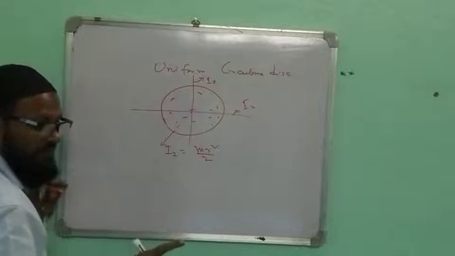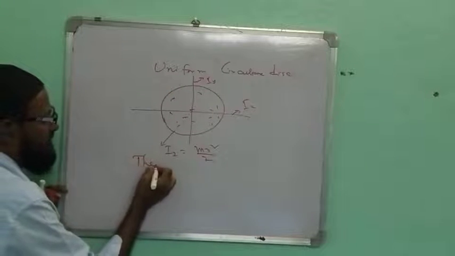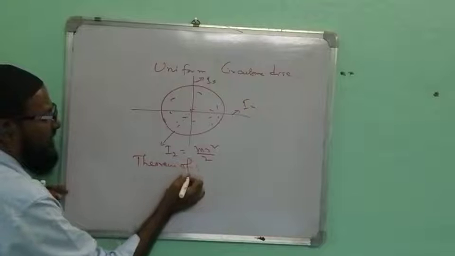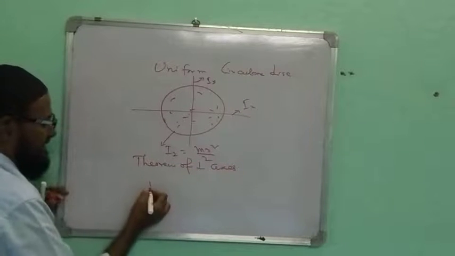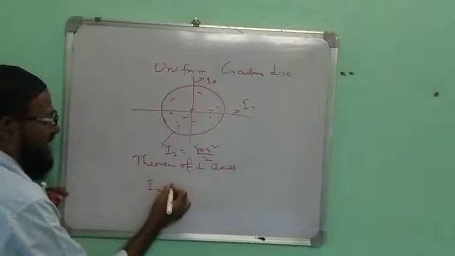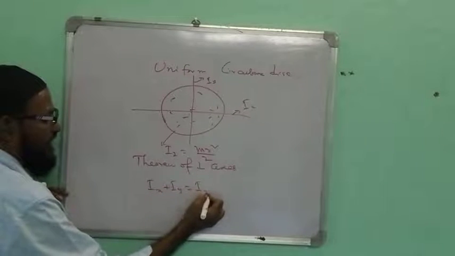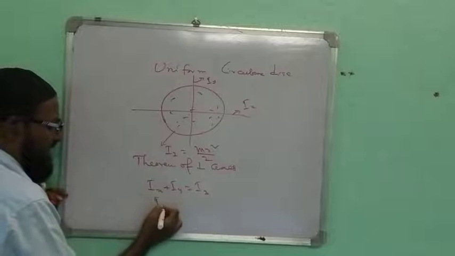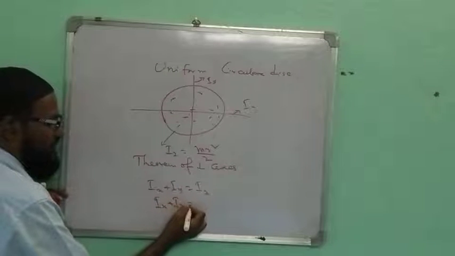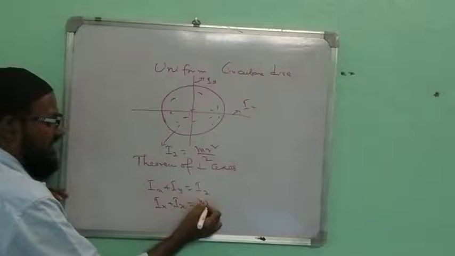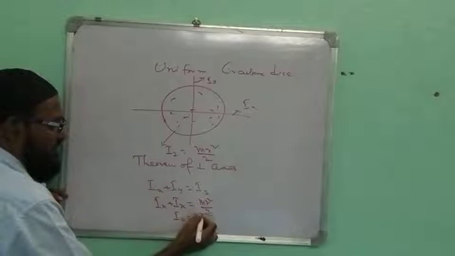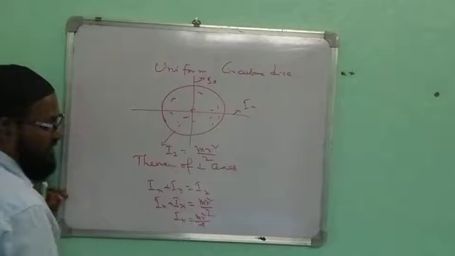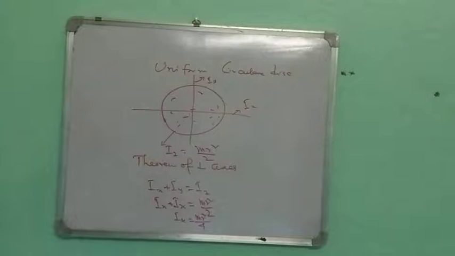In this case, what do we use? Theorem of perpendicular axis. It states Ix plus Iy equals Iz. Here Ix and Iy are the same, and Iz is M R square by 2. So Ix equals M R square by 4. Is it clear?